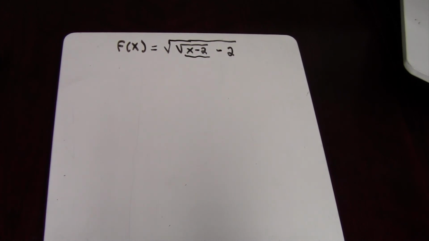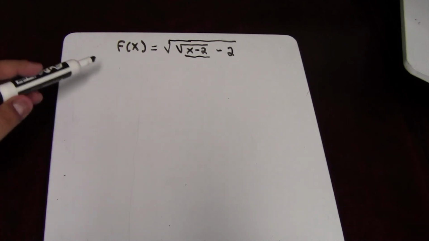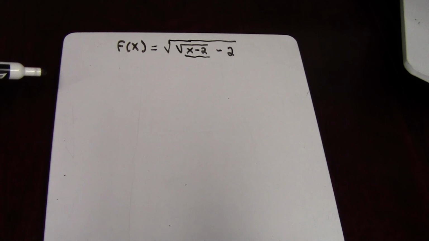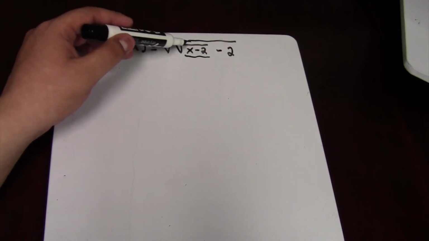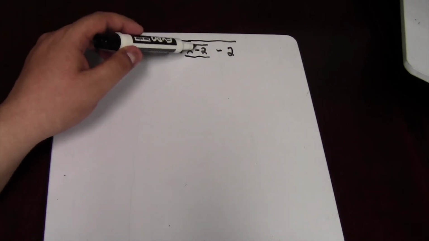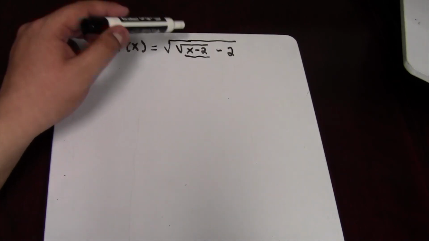Okay, in this video I want to go over some more complicated looking functions when it comes to finding the domain. So we're going to find the domain of this one first. And I've underlined here this square root. So what we have is the square root of x minus 2, all minus 2, all under another square root.